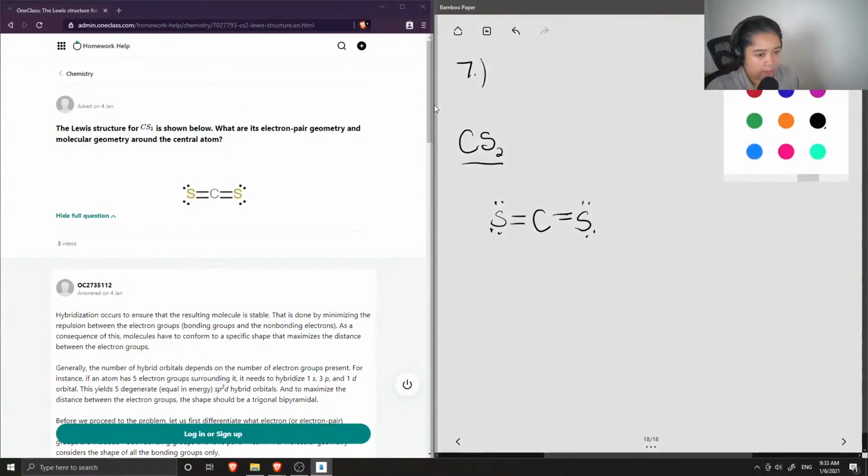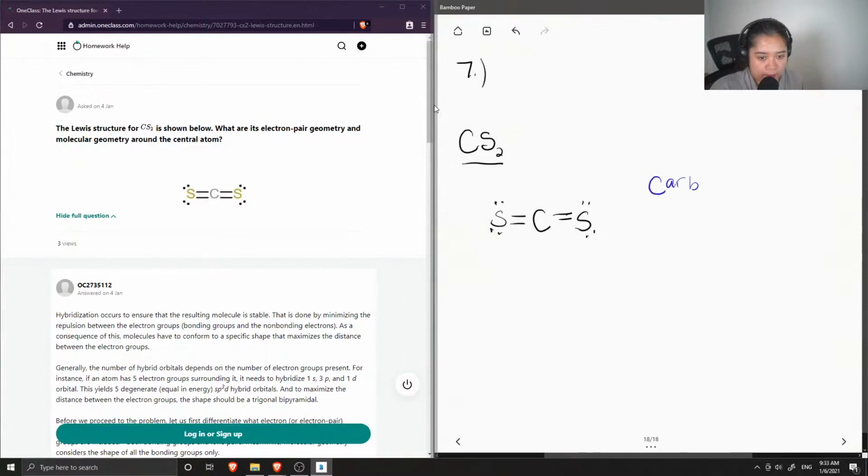So I'll take note of how many lone pairs it has and how many bonding pairs it has. So carbon has 0 lone pairs, and by bonding pairs it means the 2 sulfur atoms. So 2 bonding pairs.